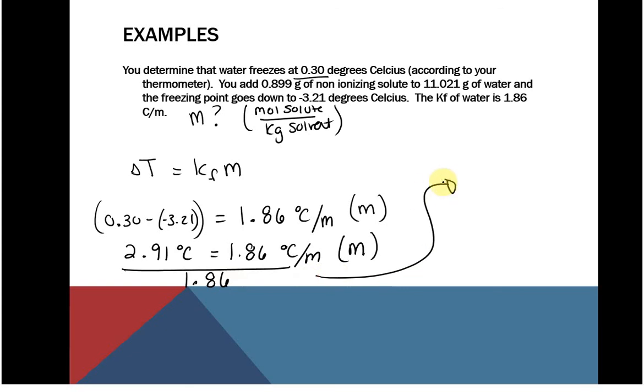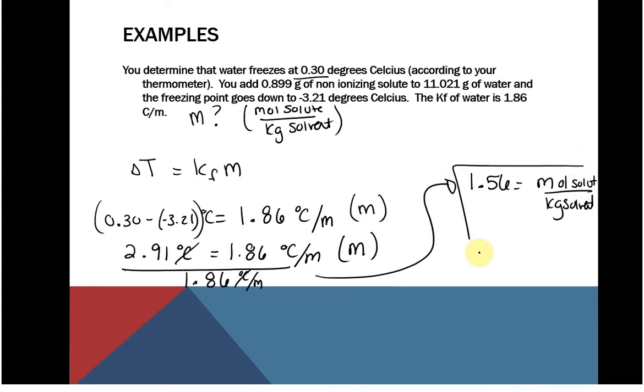And that just gives us 1.56 equals molality. Now, if you check, this is degrees Celsius, this is degrees Celsius per molal. Celsius cancels, this gives you just the units of m. So this is mole solute per kilogram solvent. So that's our molality, okay?